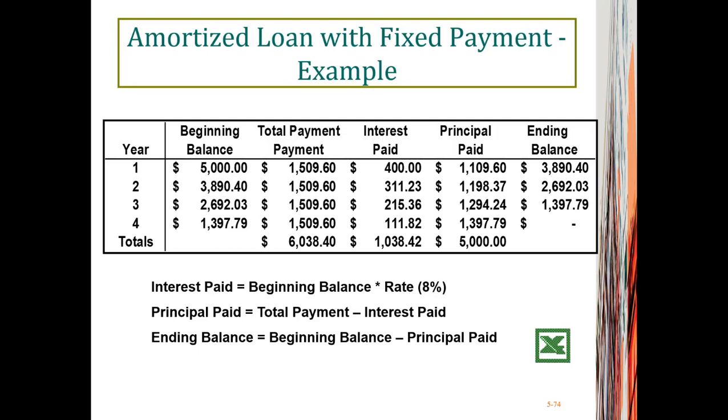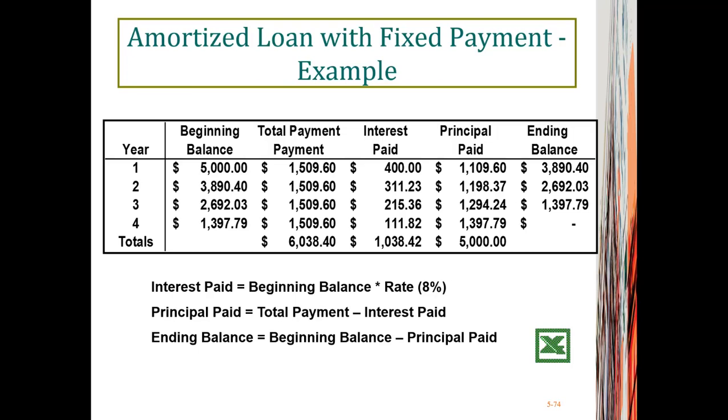The balance is $3,890, and so the interest that you are going to pay for the second year would be less, which is $311.23. And since you pay less for interest, the money will go into your principal payment, and your principal payment goes up to $1,198.37 for the second year. And the same thing continues for the third year and fourth year.